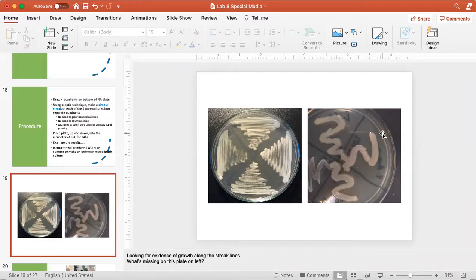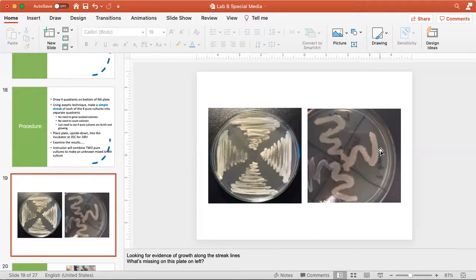This student did the same thing. This student wasn't quite as careful with their streak lines. You can see they sort of bumped into each other on the streak lines, but that's okay because all this plate needed to do was show growth. As long as I could see growth, I knew I had 4 living bacterial cultures.